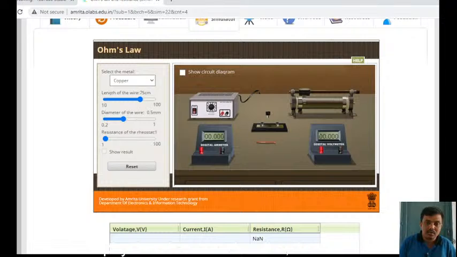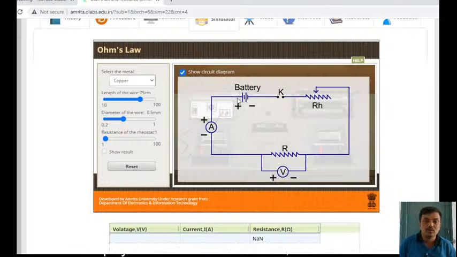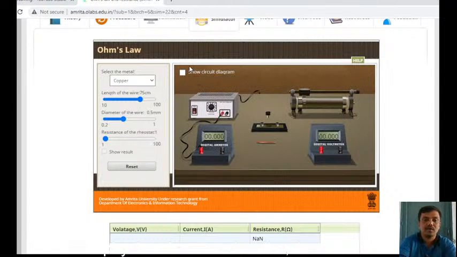We have to click on this, and we have to take a wire, drag it, and we can keep it here. Okay, we connected the positive terminal of the battery to the positive terminal of the ammeter. You see the circuit diagram. Positive terminal of battery to positive terminal of ammeter. Okay, right.